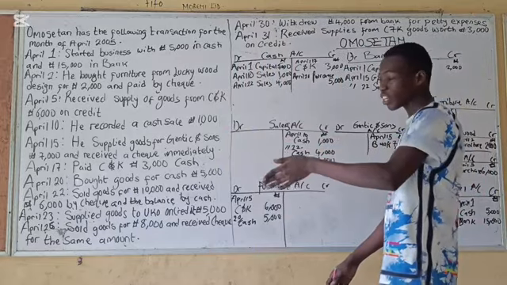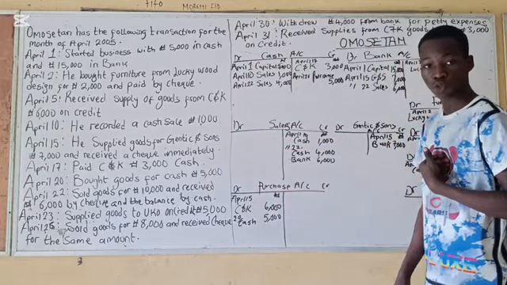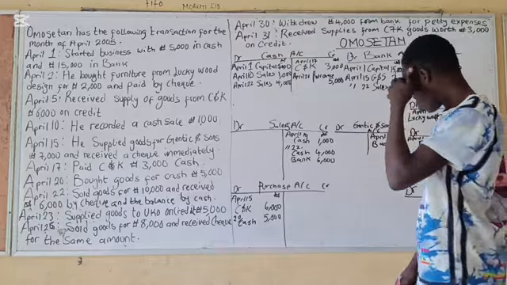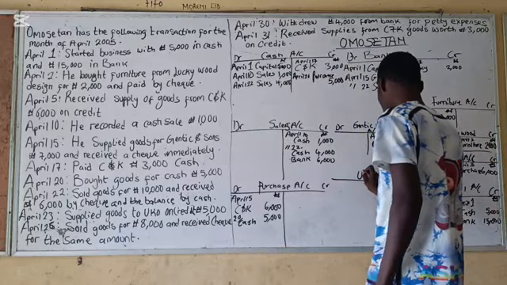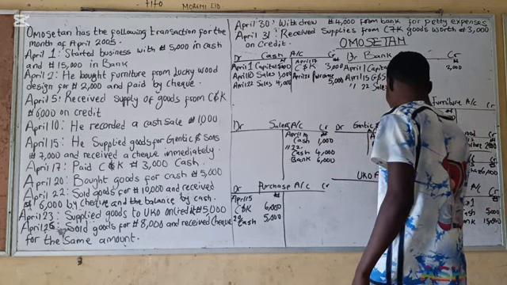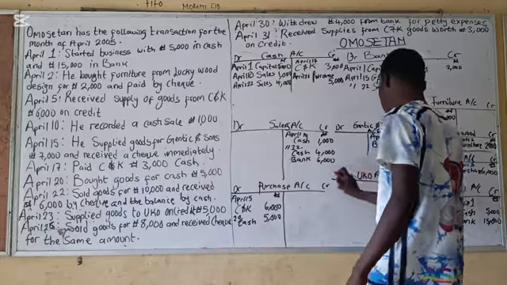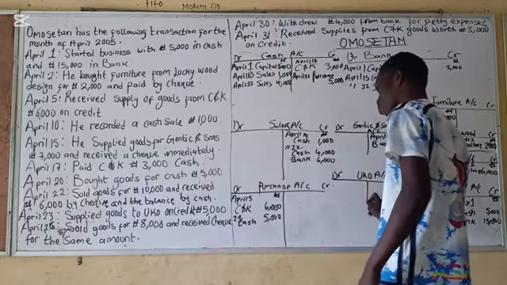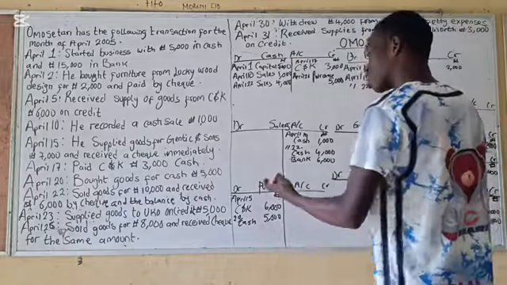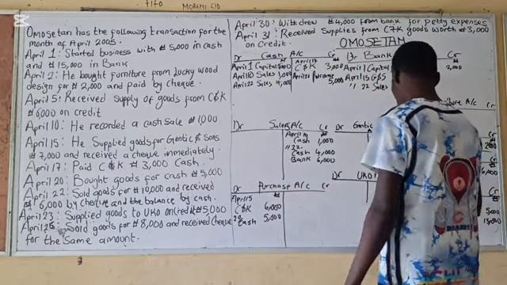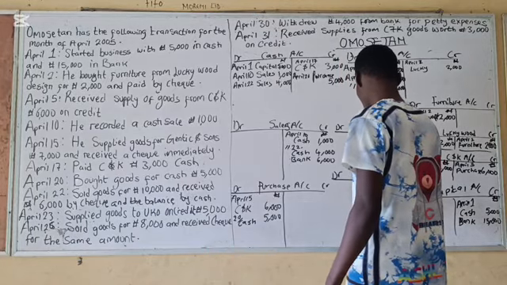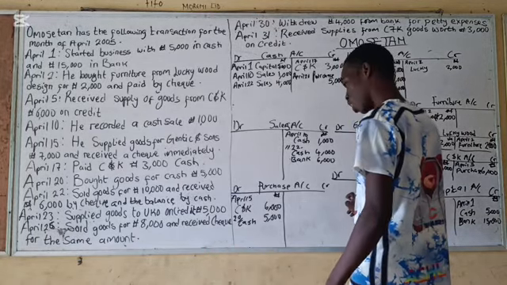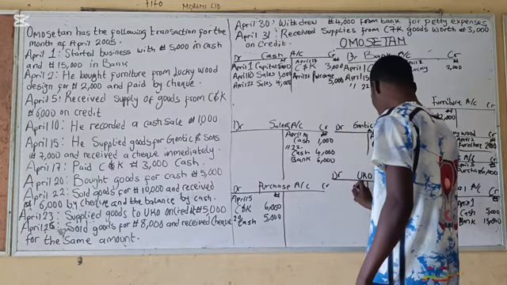When you supply goods on credit to UCO, you know that UCO is receiving goods. You are the one giving out. So you open UCO account, with credit and debit sides. The question says again, supply goods to UCO. So UCO is the one receiving goods on credit, right? So you move to UCO account. You are going to write how much? 5,000 naira.